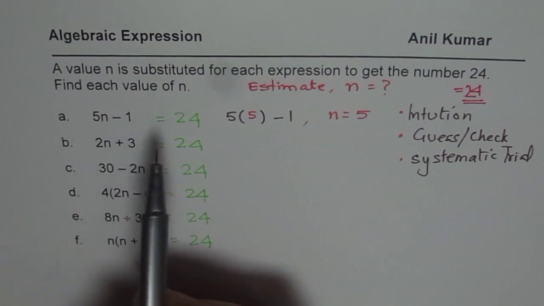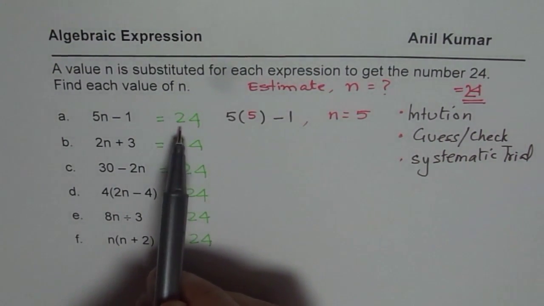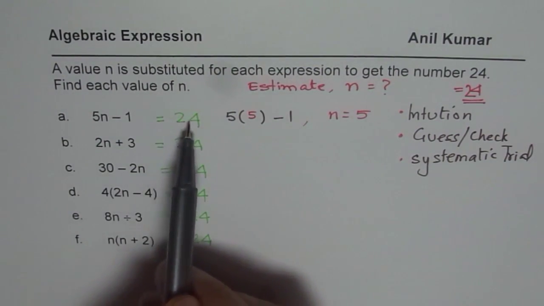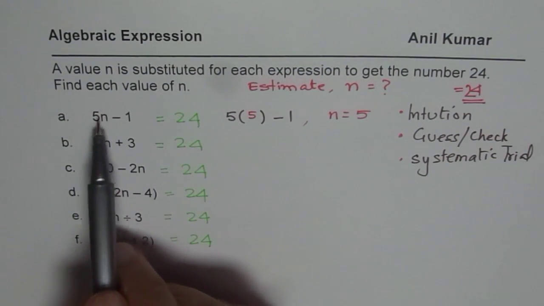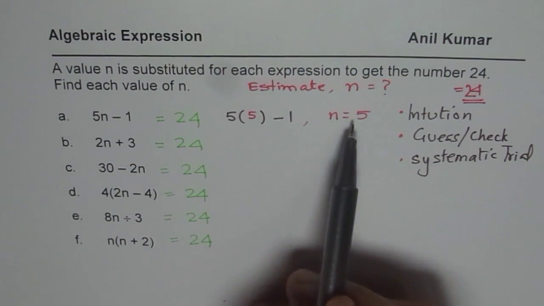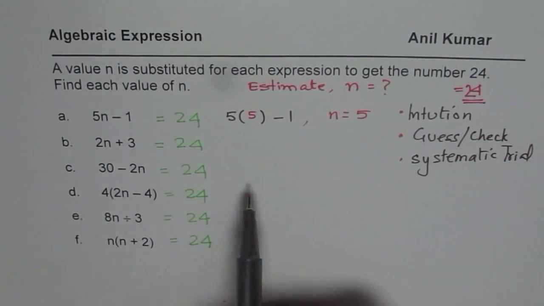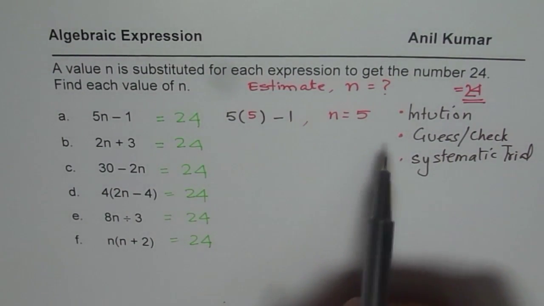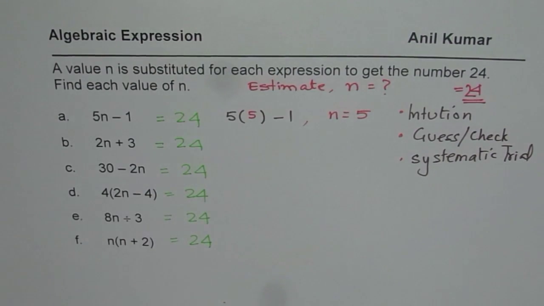So we guessed, so we need the number 24 when you take away 1 from it. So 5 times n should be 25, and we know 5 times 5 is 25. So n equals 5 is a very good guess. We guessed it and then checked, yes indeed it works, correct? That is how you could actually estimate. You can now pause the video and estimate the rest of the answers.